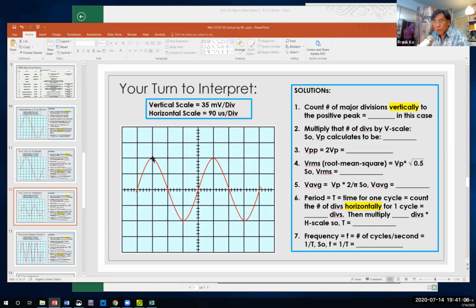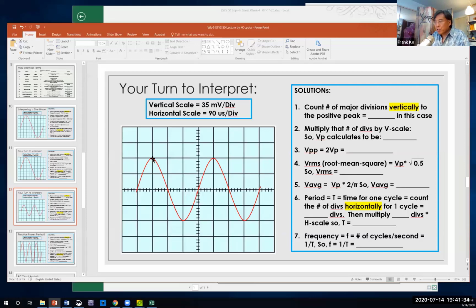So what do you do with the 2 divisions? You multiply it by the vertical scale. Multiply by the vertical scale of 35 millivolts for each division. So how many volts peak do you calculate in this case? 70 millivolts. You got to say peak at the end of that sentence. Peak. There you go. So how many of you agree we have 70 millivolts peak as our very first calculation? Thumbs up. Good job. Thank you, Erica.